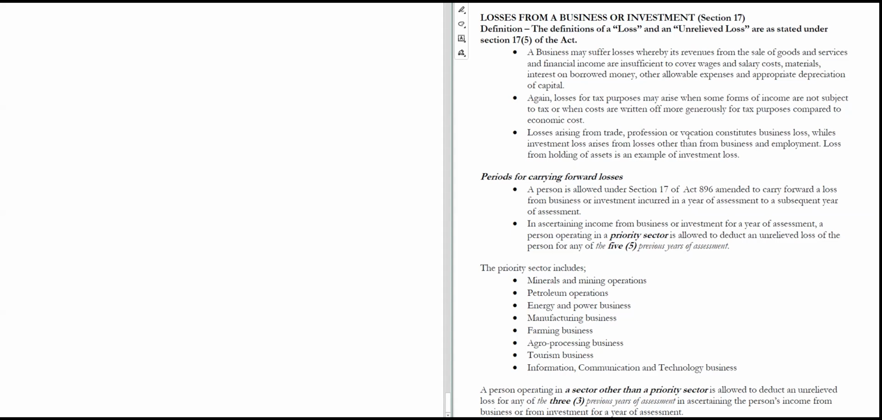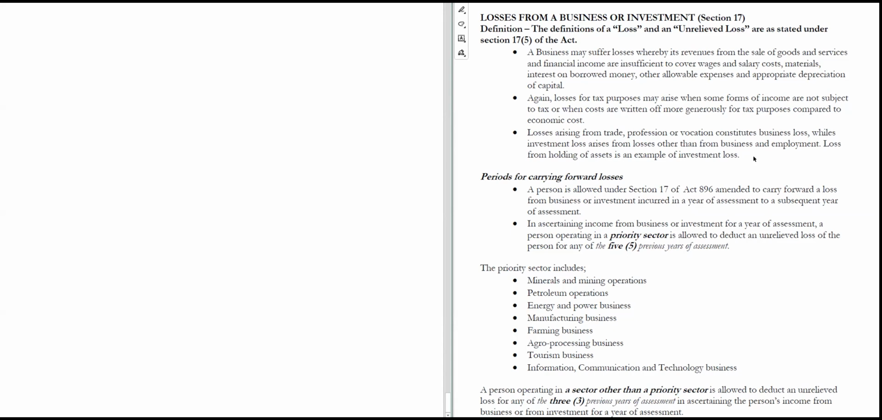Losses arising from trade, profession, or vocation constitute business loss, while investment loss arises from losses other than from business and employment. Loss from holding of assets is an example of investment loss. You are holding some assets, expecting them to go up in value. Then they go down in value. You've lost, right? That is a typical example of investment loss. Now, what are the periods for carrying forward losses?